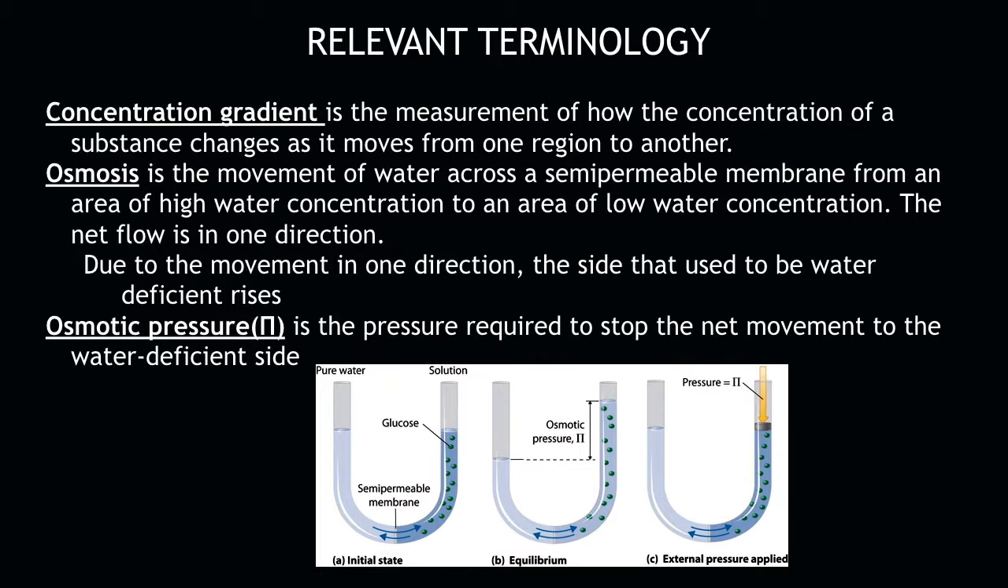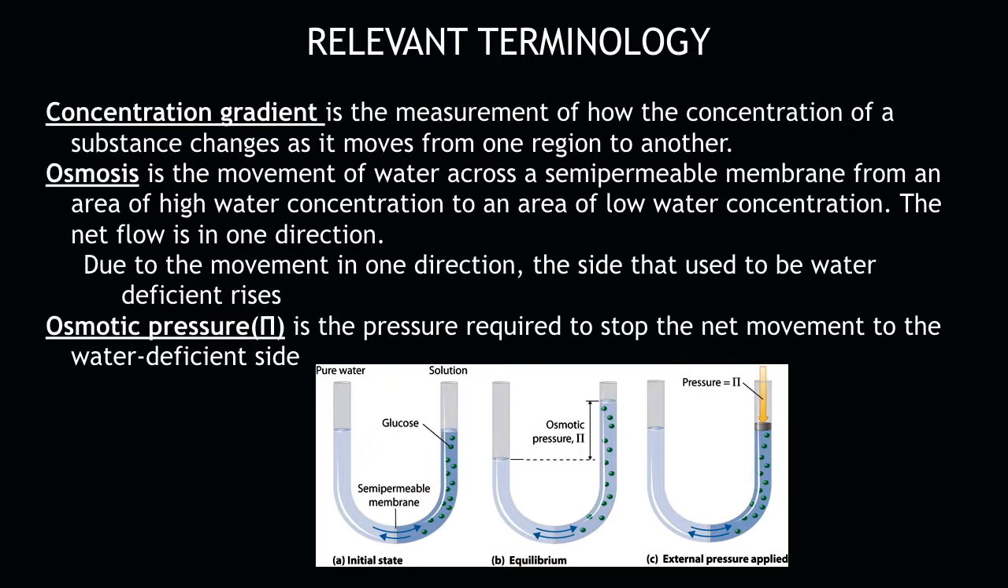How I thought about it is that water is the solvent, so the water wants to go from an area where there's a lot of water to an area where there's not a lot of water. That's shown in the graphic here, which I'll cover in a moment. Then we have the osmotic pressure, which is a result of osmosis. It's the pressure required to stop the net movement of water to the water-deficient side.